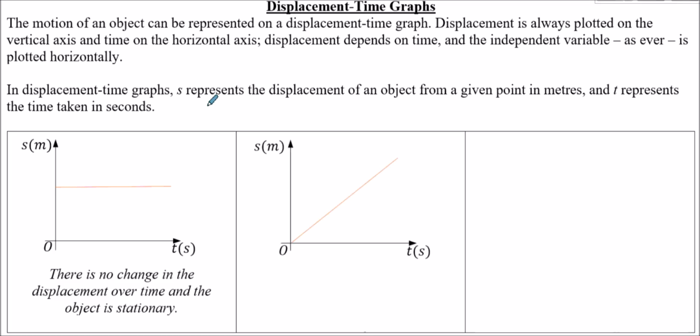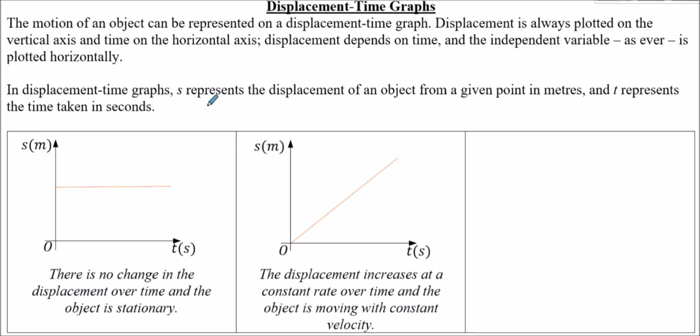What if it looks like this? If the displacement is going up at a constant rate, if it's a straight line graph? Well, in this case, the displacement would be increasing at a constant rate over time, and the object is moving, therefore, with constant velocity. Finally, what if we had something like this, where the displacement was going up as a curve?